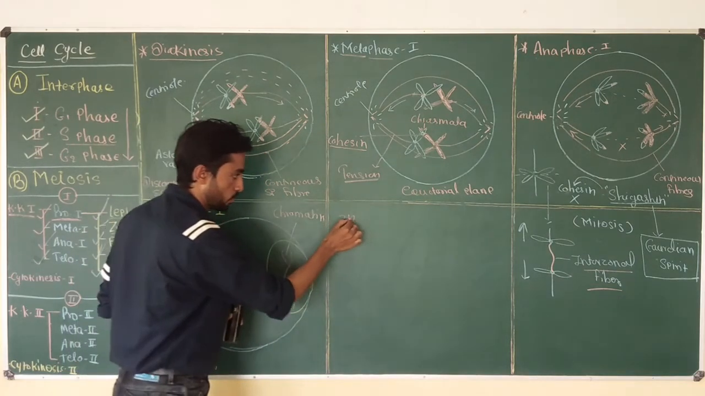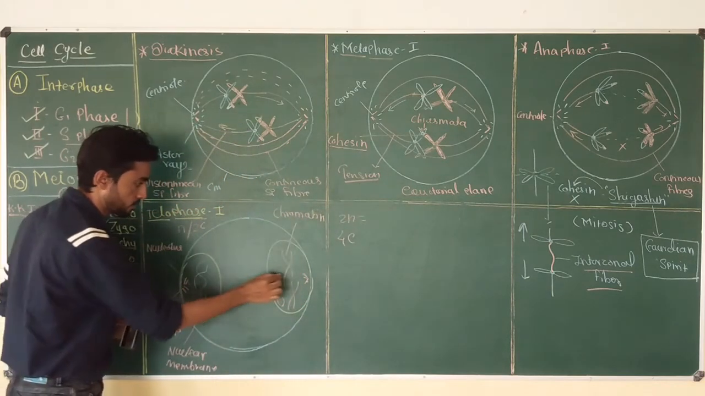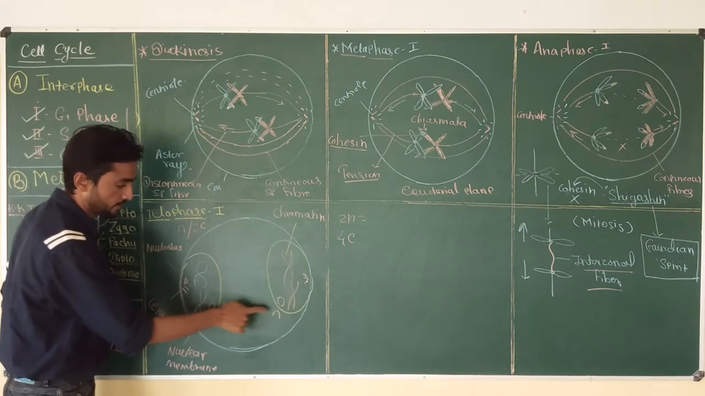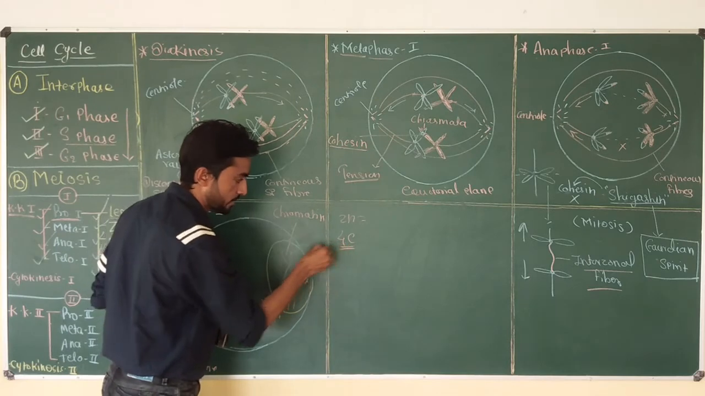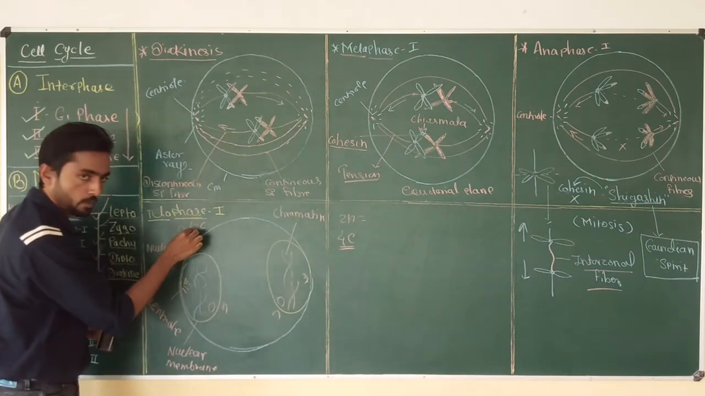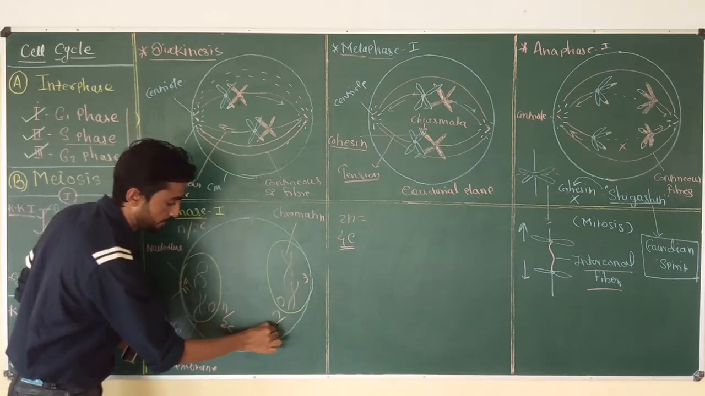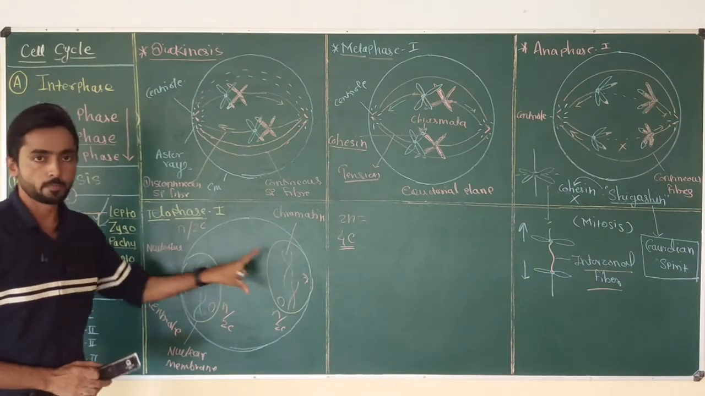So out of these two diploid n, one n is present in each nucleus. So this nucleus is going to have one n and this nucleus is going to have one n chromosome. And out of this 4C DNA, 2C DNA or half the DNA is present in this nucleus and the remaining half is present in the opposite nucleus. So this is the condition at the end of telophase-I.